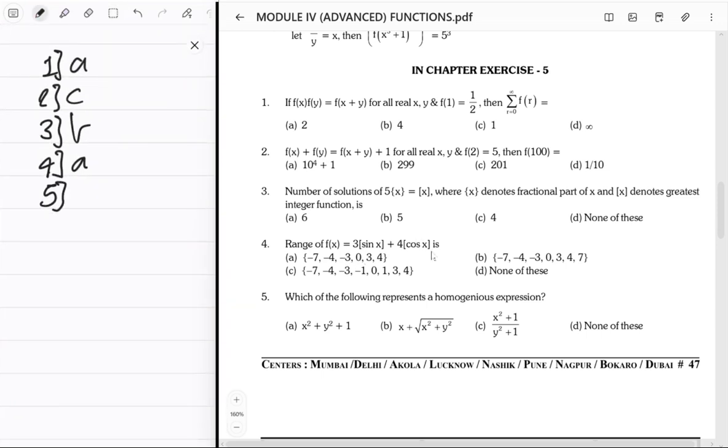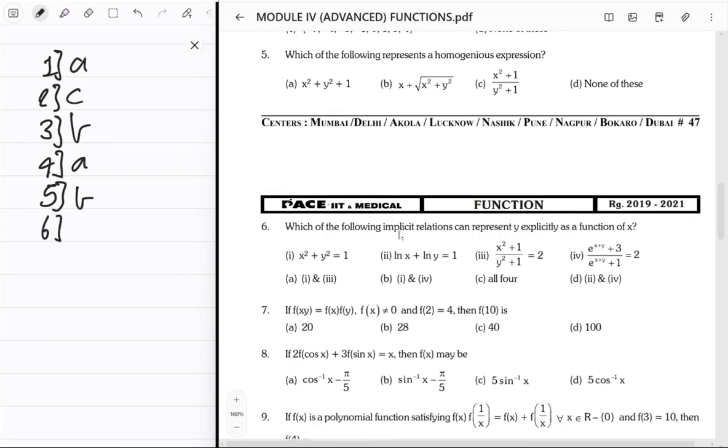Fifth. Which of the following represents a homogeneous equation? Expression, right? So x squared plus y squared, and then suddenly there's a 1. No, this doesn't represent a homogeneous equation. This one doesn't either, because x squared plus 1 is degree 2, degree 0. How can we do that? B is the answer. Next question. Sixth.